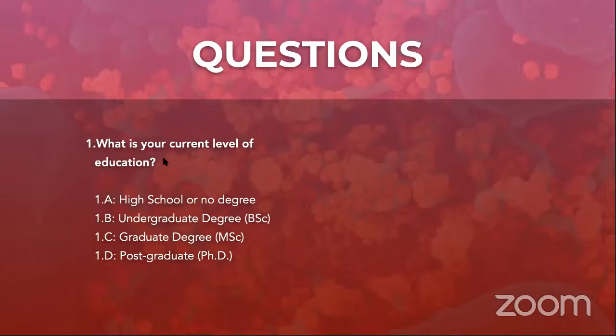So the first question is, what is your current level of education? 1A, high school or no degree. 1B, undergraduate degree or bachelor's. 1C, graduate degree or master's. And D, postgraduate, PhD, and that also is for those that are researchers and faculty. Okay. Thank you very much. And by the way, we will use this information to further tailor our webinars and sessions in the future to provide you with more information relevant to you.